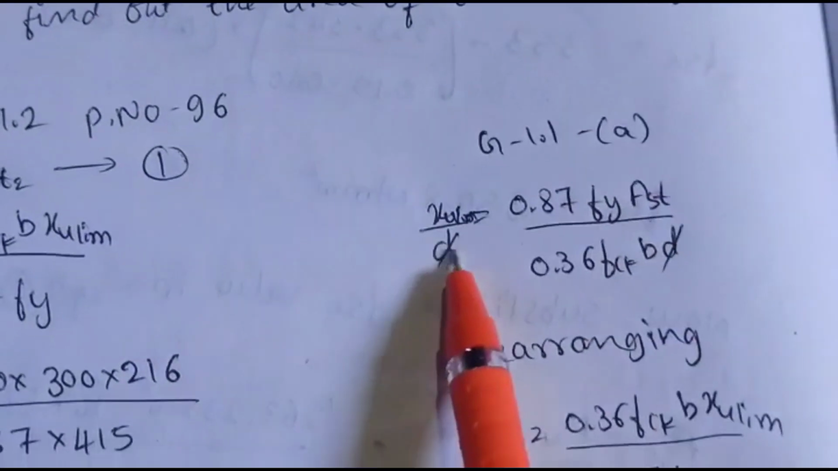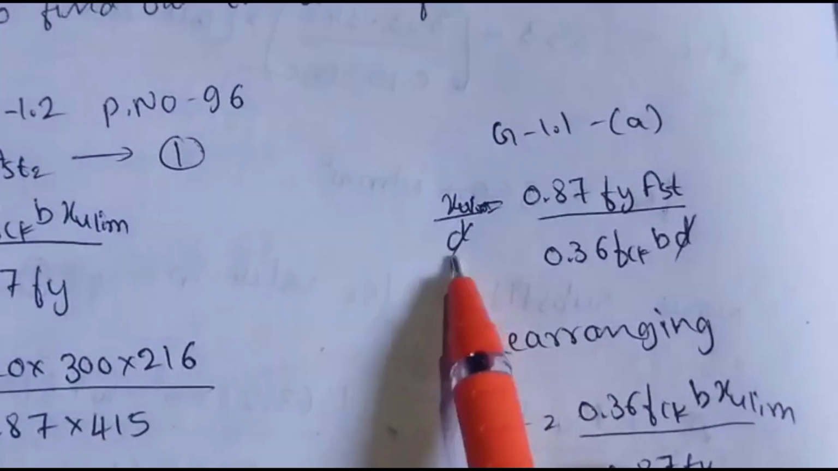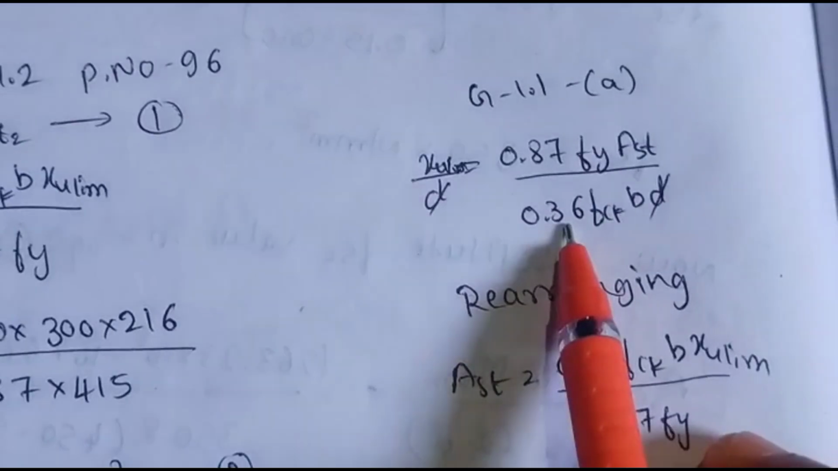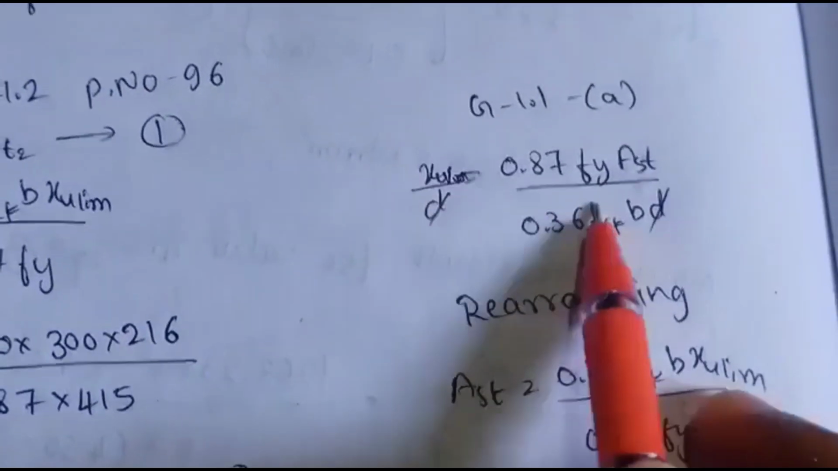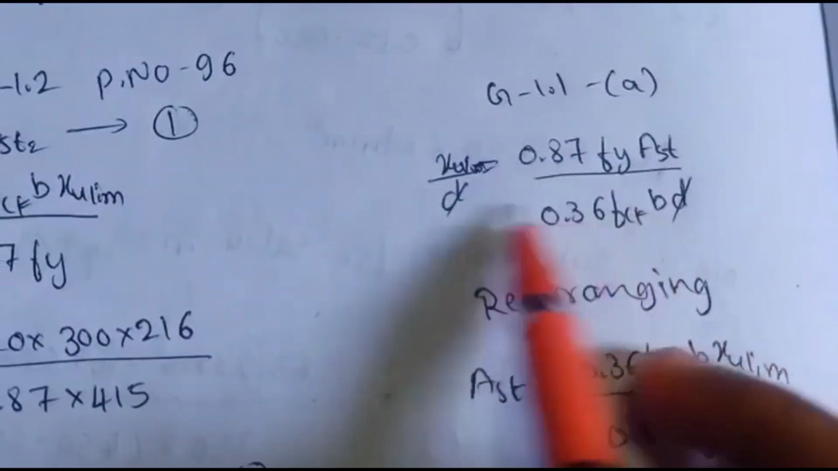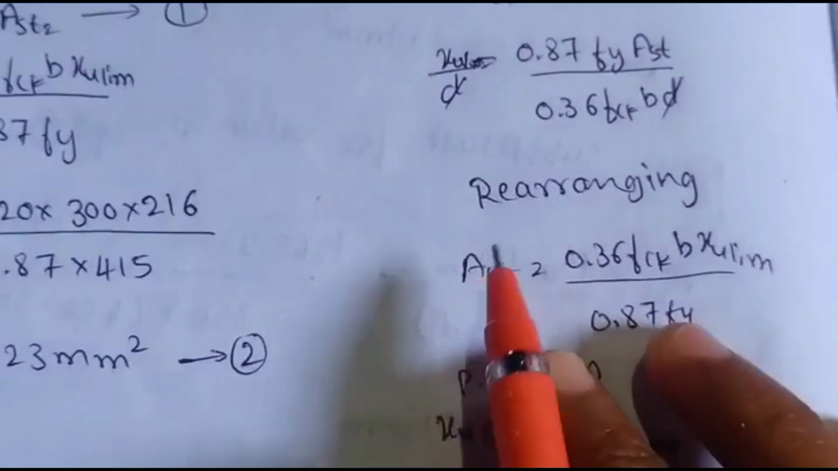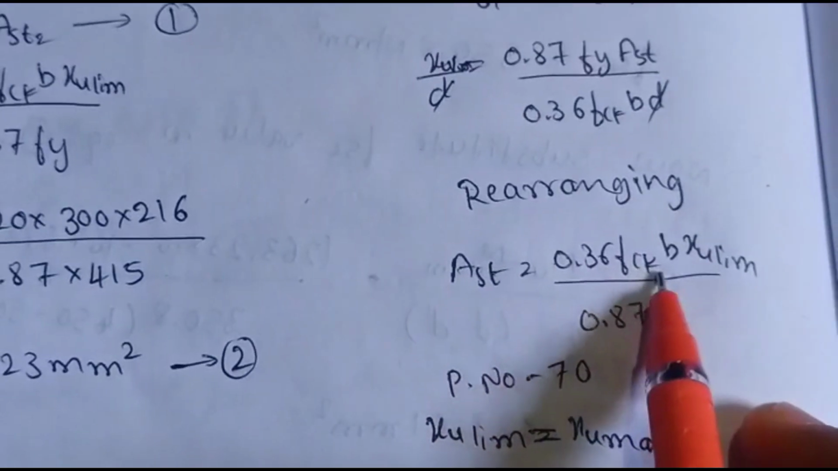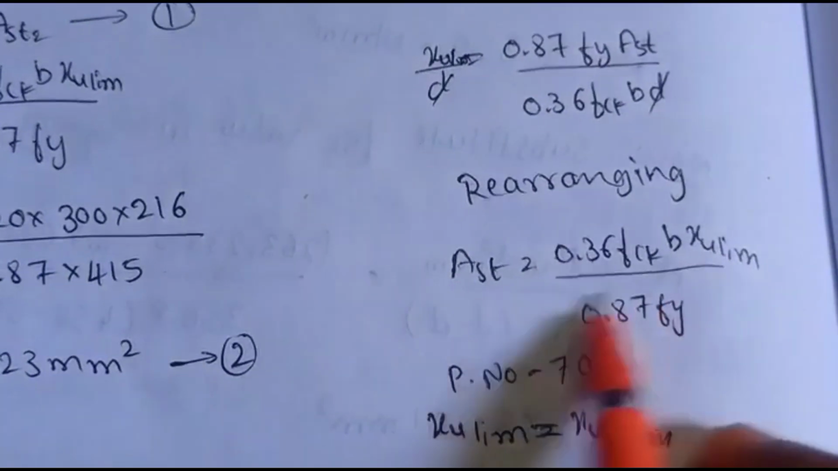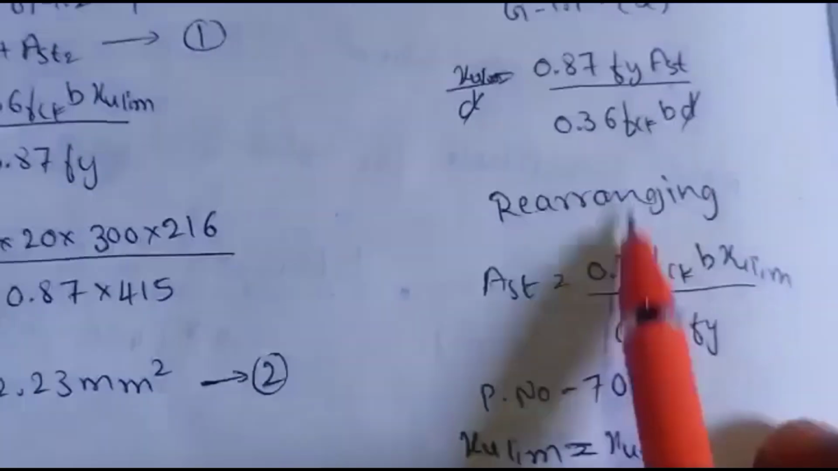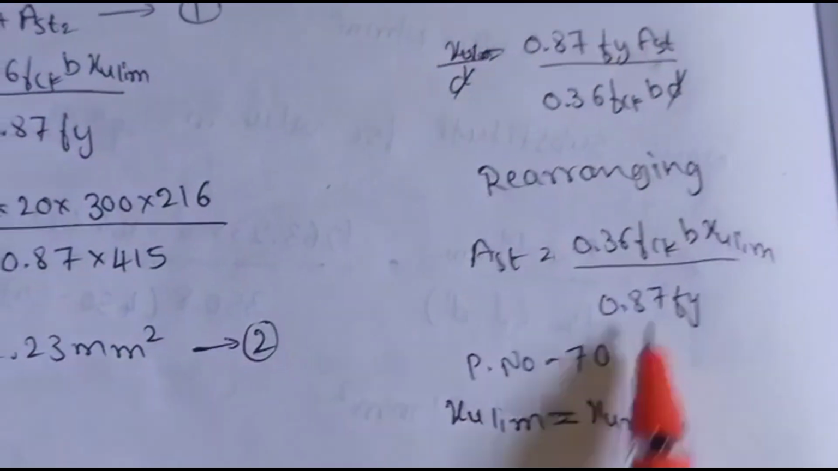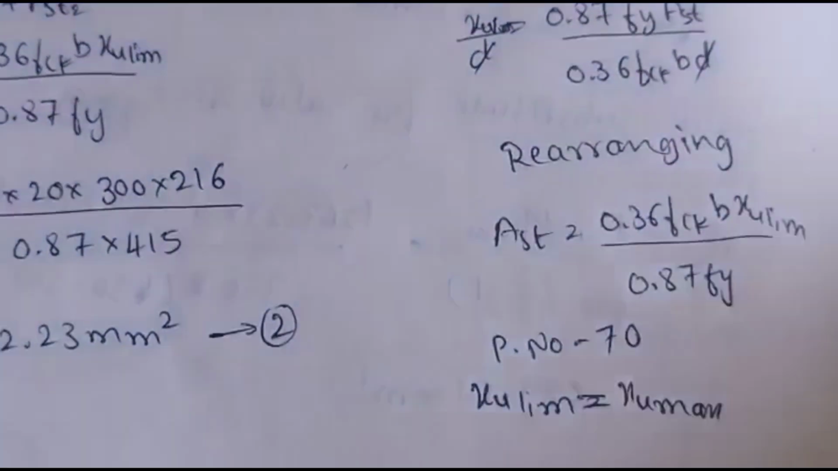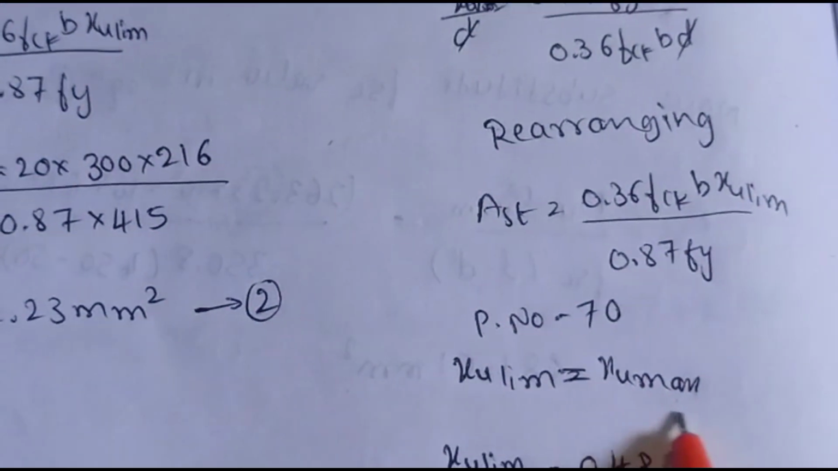1.1a. XU limit divided by D is equal to 0.87 Fy AC divided by 0.36 FCK BD. D is there on both sides, so cancel this and rearrange it. We need to calculate the AST. So AST is equal to 0.36 FCK B into XU limit divided by 0.87 Fy. After rearranging, it comes. So our XU limit is equal to XU maximum.